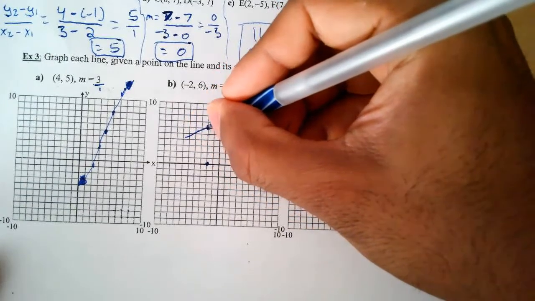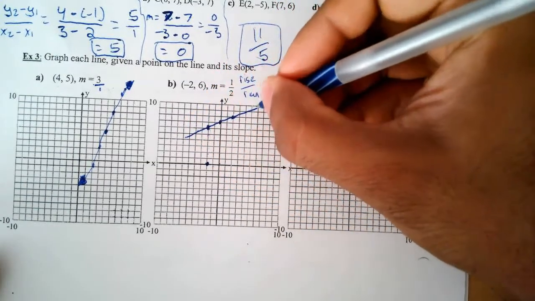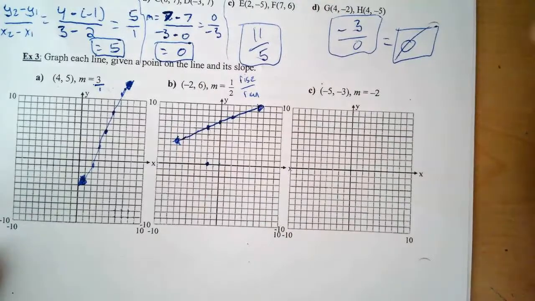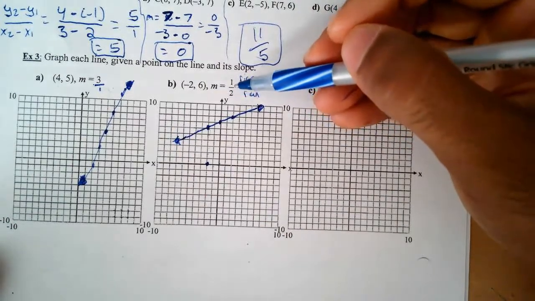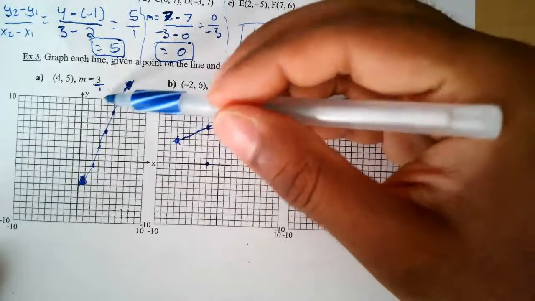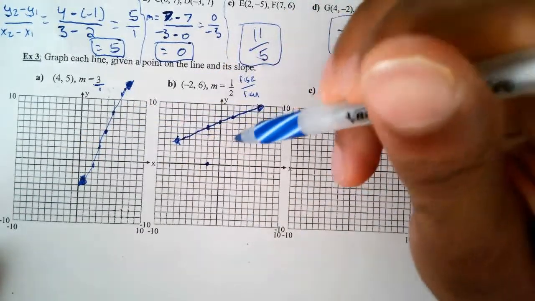If you have a ruler, you can really extend it out further, but I'm just going to leave it like that. You can see also that 1/2 is a smaller value compared to 3. So 3 is going to be a lot steeper than the half slope.